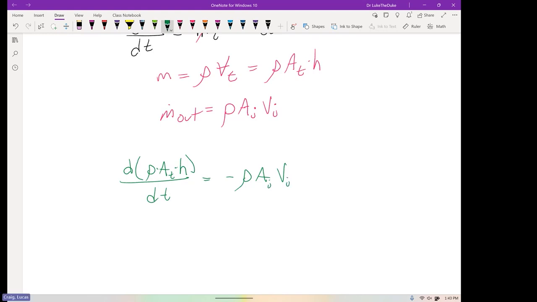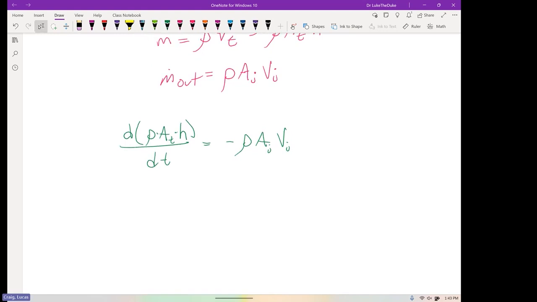So we made a sketch. We labeled variables. We're using conservation of mass. Now, what I'm going to do is take out rho A_T, and we have dH/dt equals negative rho A_J V_J.